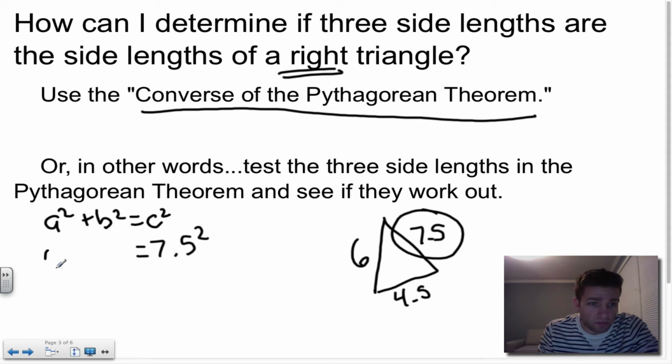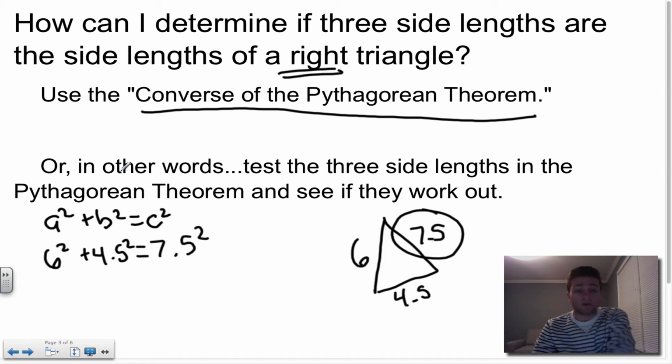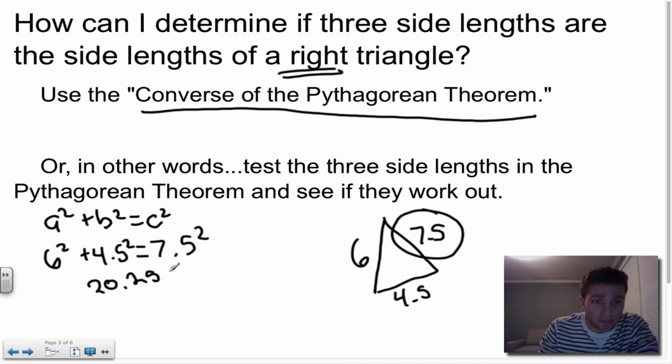The other two would be the legs, so I'm going to just plug them in for a and b. Remember, it doesn't matter which one is which. And then I'm just going to solve. And all you're doing now is testing to make sure both sides of the equation are the same. So 4.5 squared is 20.25, 20 and 25 hundredths.